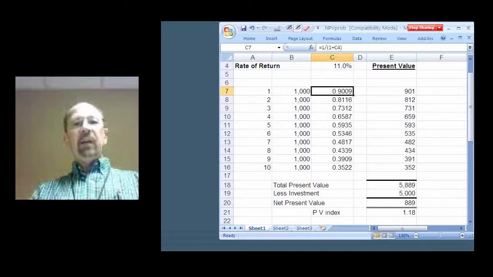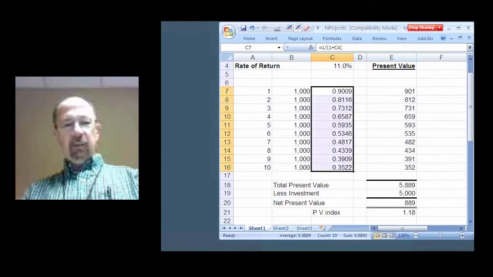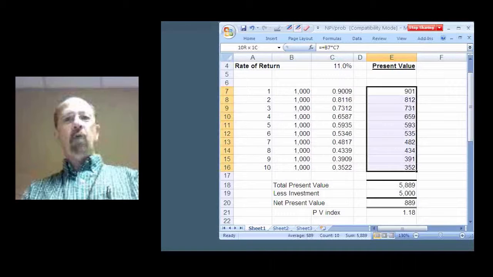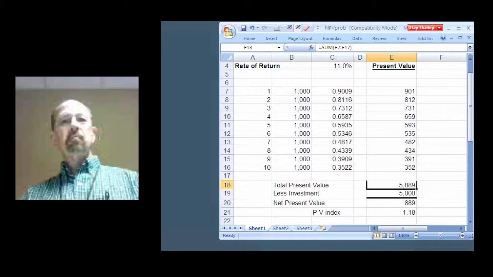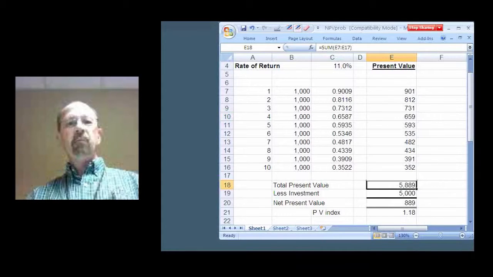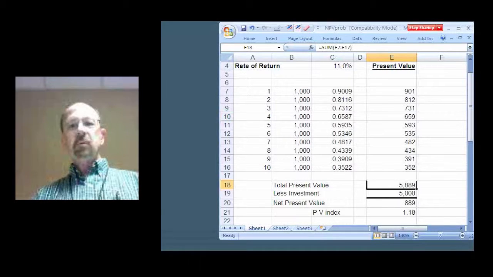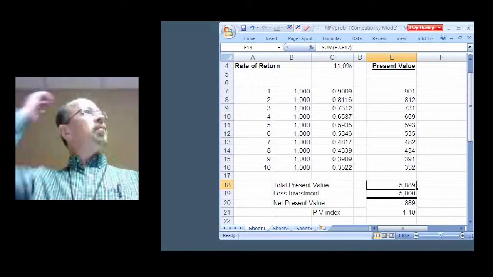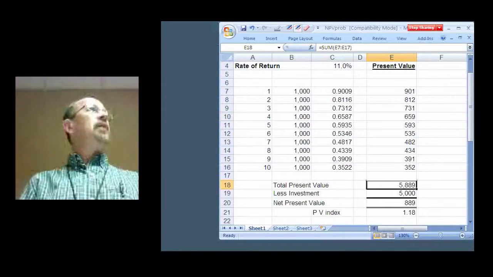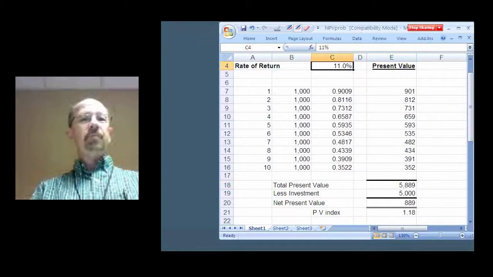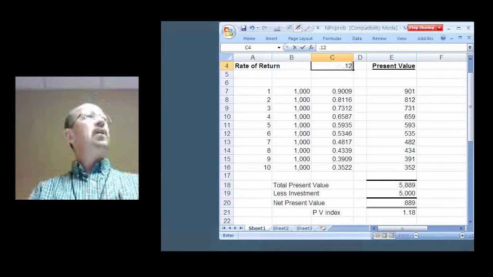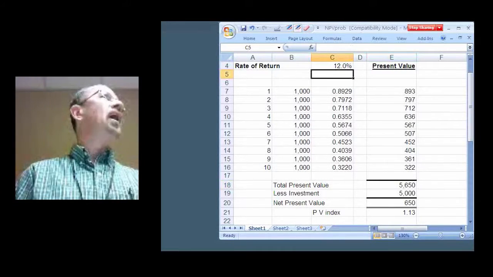So, if I set this up and I put this in at 11%, I type in 0.11, hit enter, all of my factors changed. Everything changed here. All of my dollar amounts changed, and my total changed. Is my net present value still a positive number? Yes. Which tells me that this particular investment, getting $1,000 for 10 years, is making more than 11%.